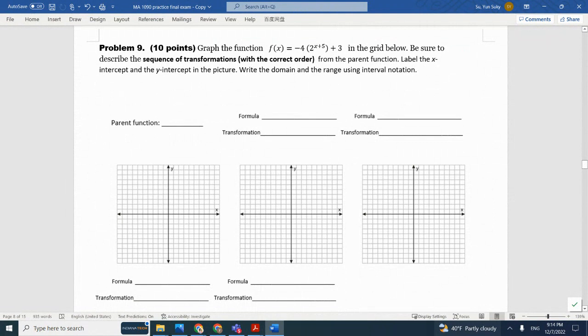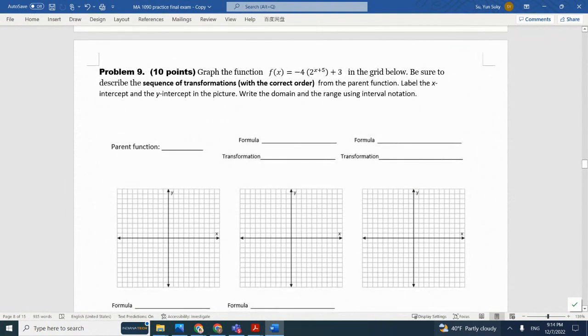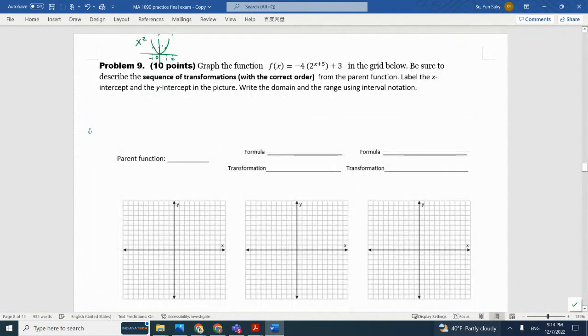Okay, problem 9. Here you're going to prepare, because you don't know what parent function I'm going to ask about. So you need to prepare for all types of parent functions. What are they? Well, x squared. It passes through (0, 0), (1, 1), (-1, 1), and (2, 4). I ran out of space, but you know the key points over there.